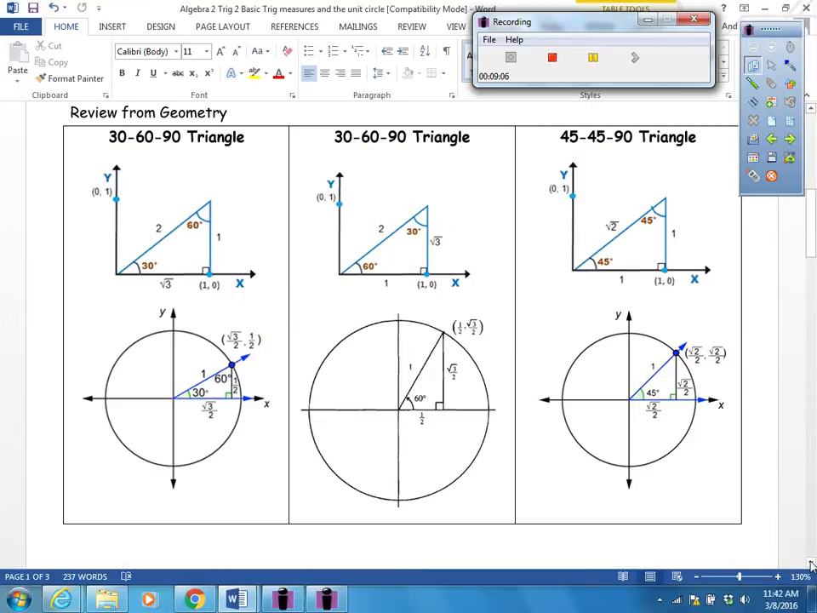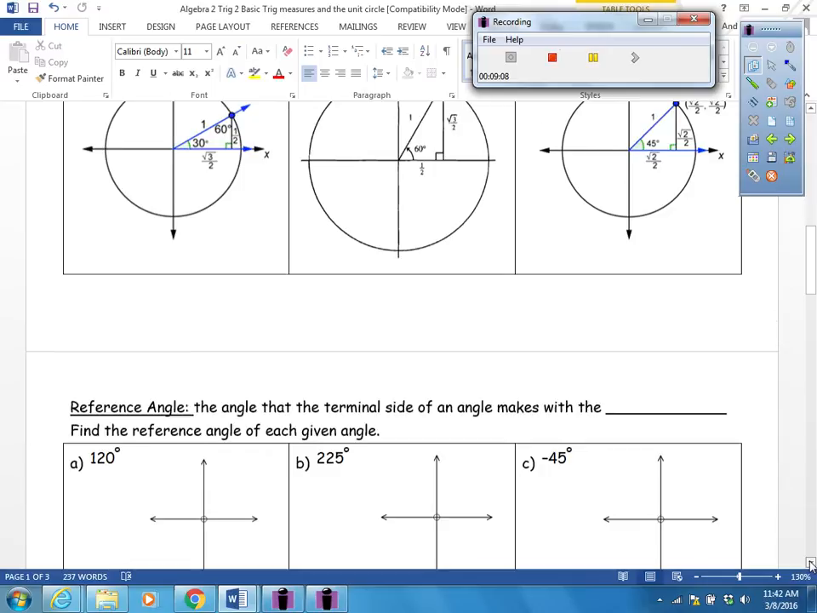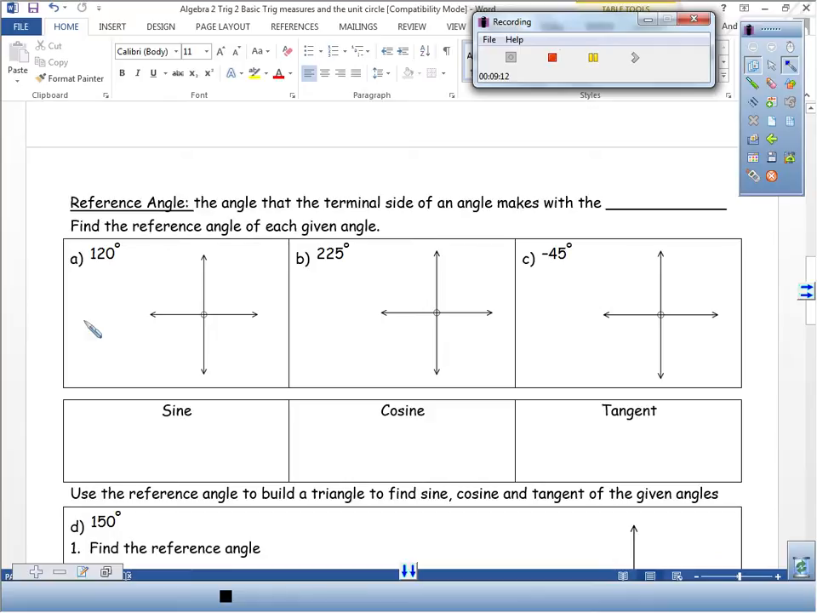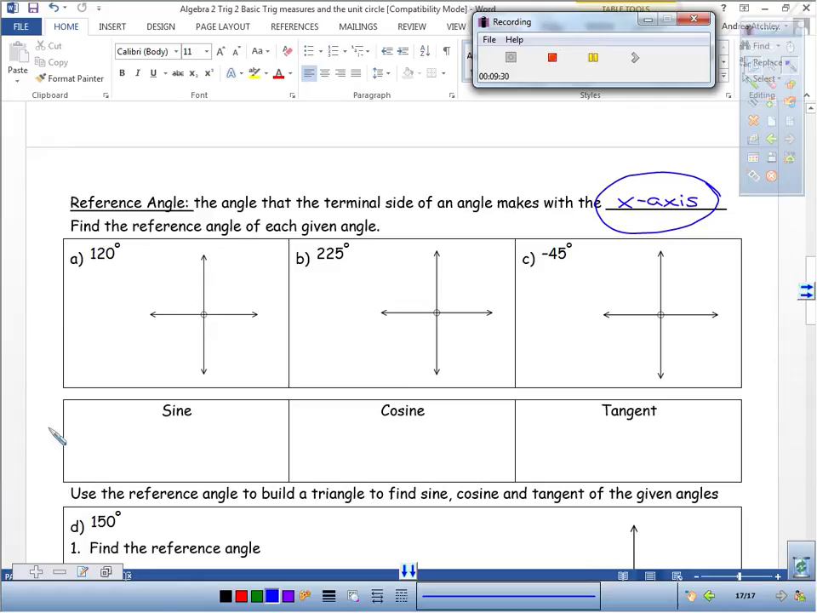On the back, we're going to find reference angles. Okay, reference angle is the angle that the terminal side of an angle makes with the x-axis. Circle that. Never the y-axis. Always the x-axis. Okay? Never, ever do we do a reference angle to the y-axis. It's always to the x-axis.